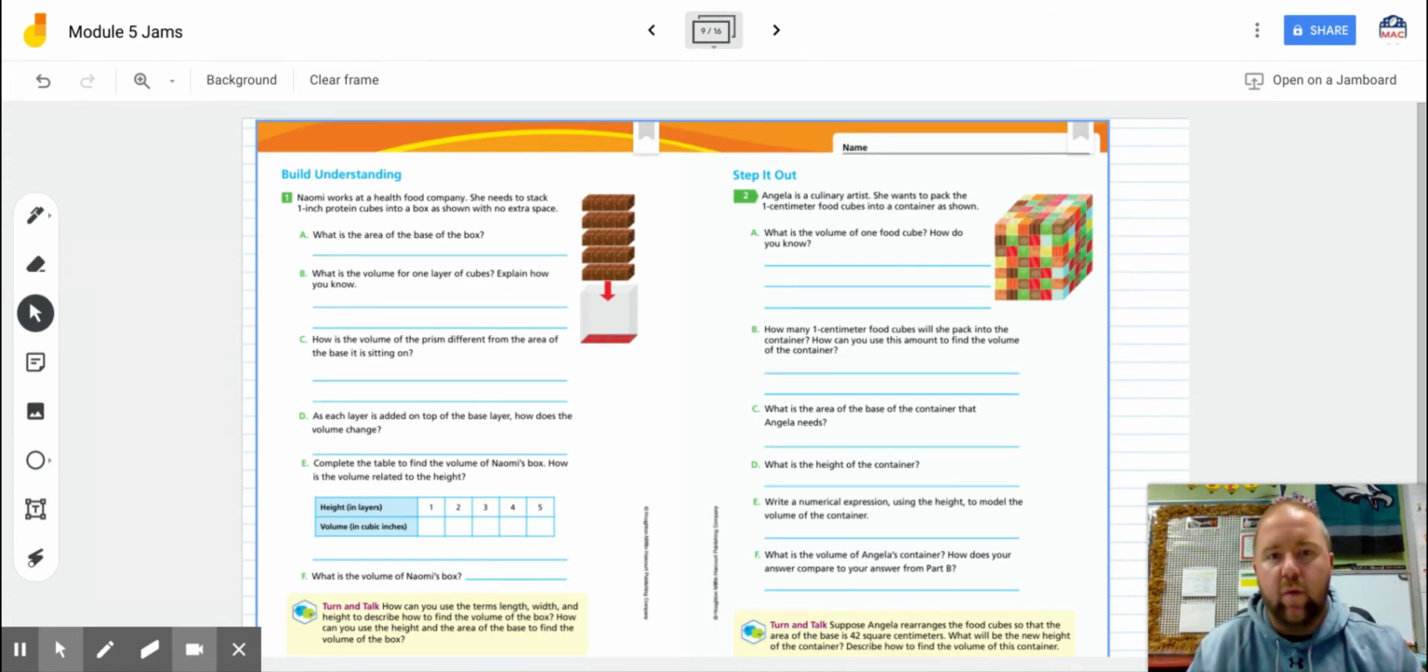Today we're going to be working on Module 5, Lesson 4, which is finding the volume of right rectangular prisms. So we've been dealing with volume and counting the unit cubes to figure out what the volume is going to be. Today, we're going to step it up a notch a little bit, right? So I've got a couple of examples here that I'm going to go through.